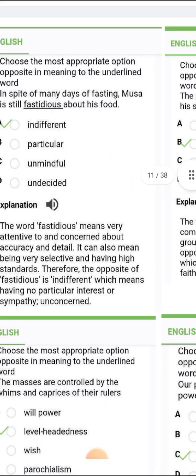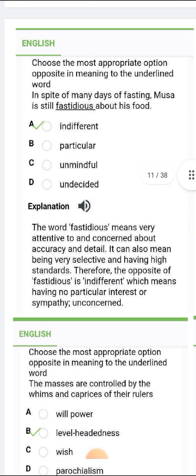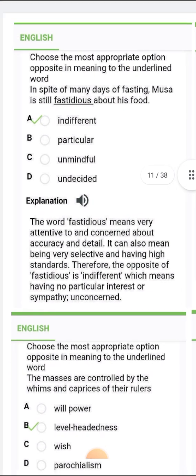Now let's go to page 2 of it. We have fastidious. Fastidious, the opposite word there is indifferent. The word fastidious means very attentive to and concerned about accuracy and detail. It can also mean being very selective and having high standards. Therefore, the opposite of fastidious is indifferent, which means having no particular interest or sympathy, unconcerned.